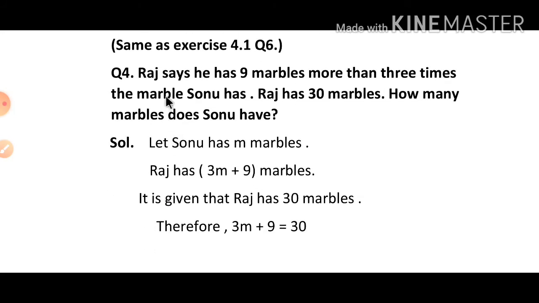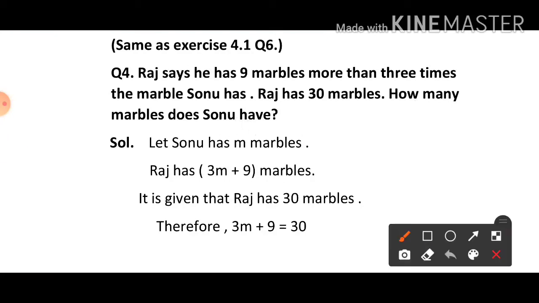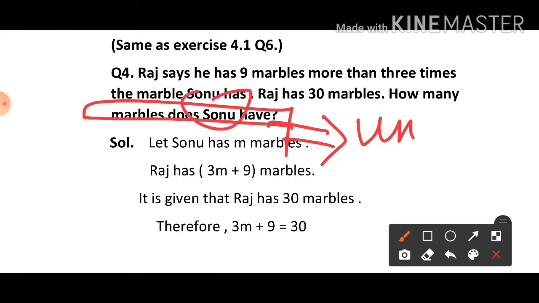Then fourth one, Raj says that he has 9 marbles more than 3 times the marbles Sonu has. Raj has 30 marbles. How many marbles does Sonu have? So in this question you have to find how many marbles Sonu has. We have to find the unknown marbles, how many he has. So we'll take it as m only.